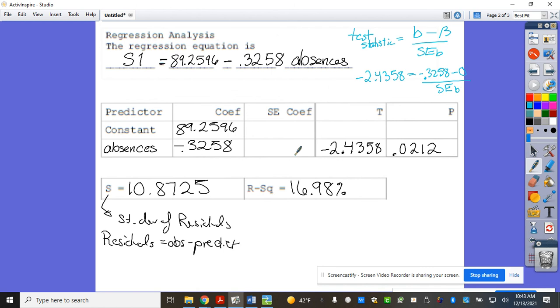So multiplying, we get my standard error of beta here, and then I'm going to divide. So standard error of beta can actually be found by negative 0.3258 divided by negative 2.4358. So I type that in real quick. Tell me what you get.